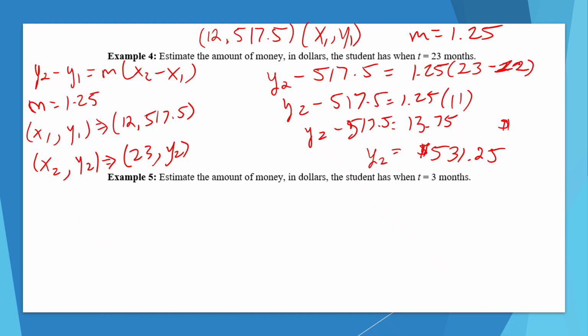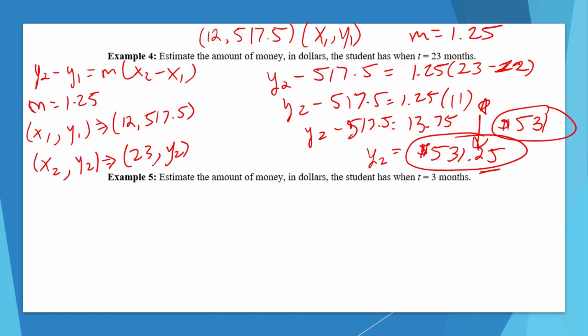Notice how I can round if I want to 531, but at least somewhere in my answer, I need to see this. So this number is what I'm looking for with all the decimal places. If you round your answer, that's fine. I don't care, but I'm not going to be looking for that when I grade this problem. Very important. All right, example 5 is pretty similar.